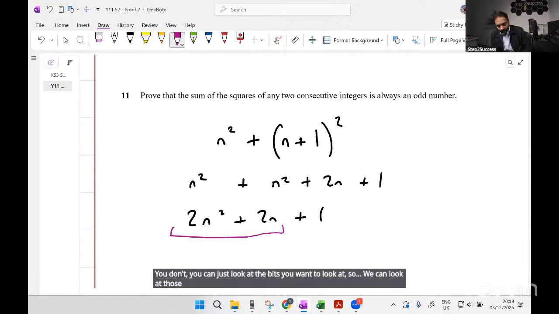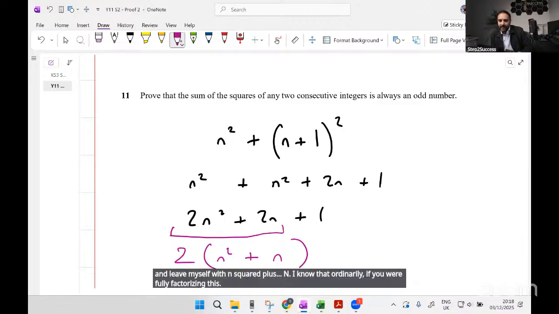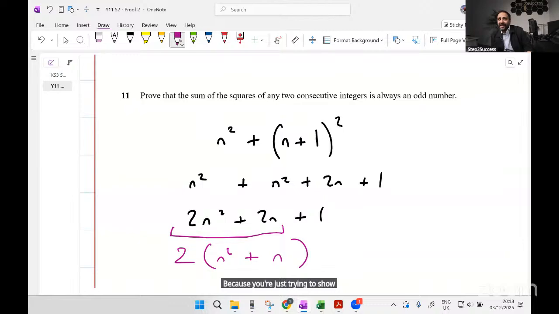And out of those two, we can take a 2 out and leave myself with n squared plus n. I know that ordinarily, if you were fully factorizing this, you'd take the n out as well, but you don't need to because you're just trying to show an even number, and that is an even number. And then there's a plus 1 outside it. So there's an even number, plus 1 makes it an odd number. But this is always an odd number.